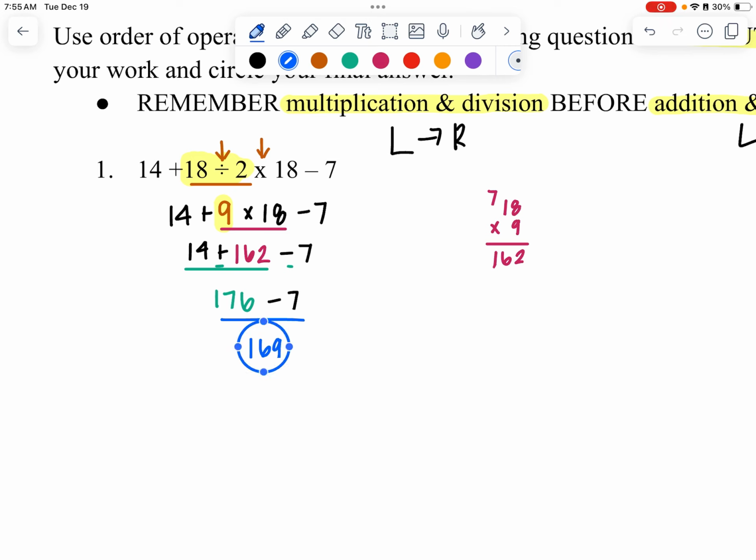These are the steps you'll follow for every question on Wednesday night's homework. Make sure that you're always multiplying and dividing before you add and subtract.